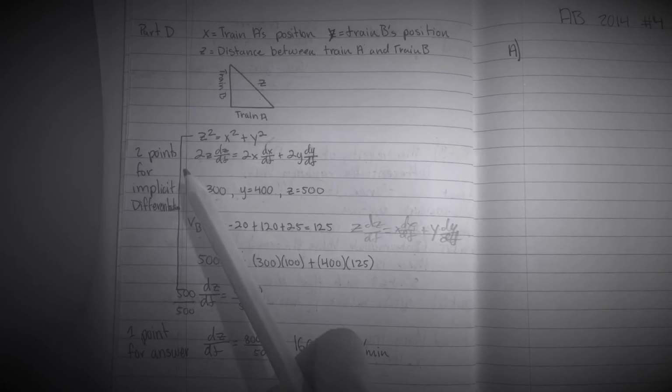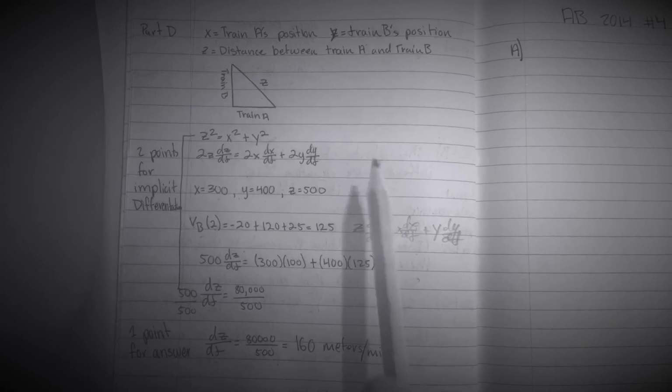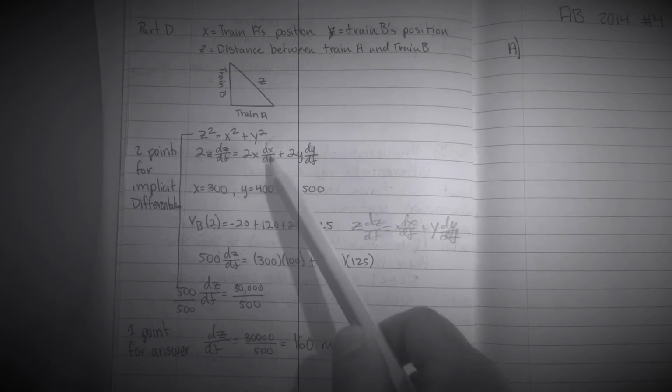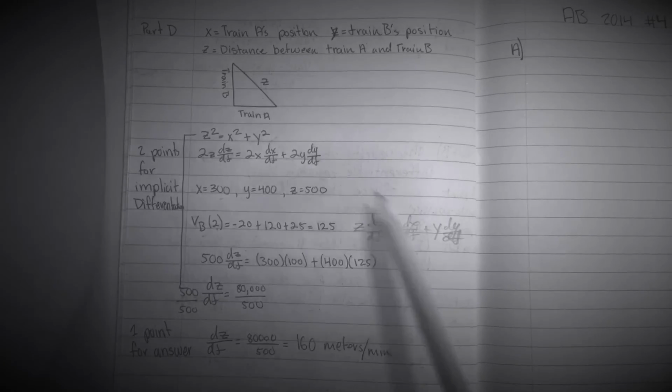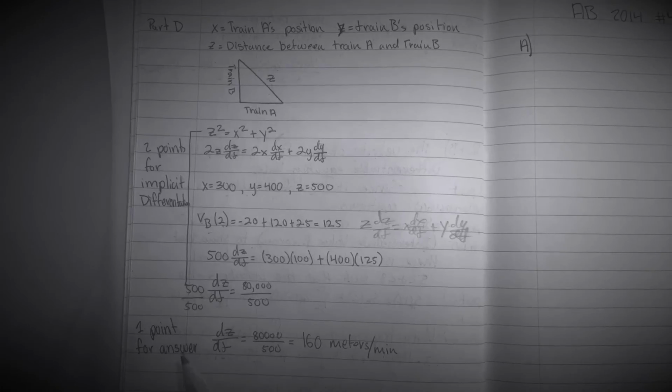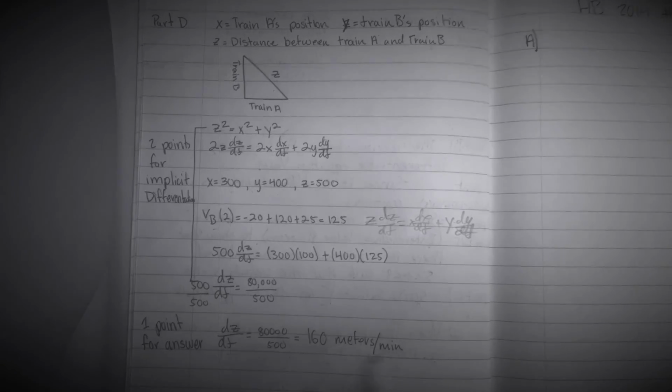Part D was worth a whole total of 3 points. You got 2 points for using implicit differentiation, probably 1 point just for showing that you're going to use implicit differentiation, and then another point for doing the entire thing right, and then 1 little point for having your final answer with units.